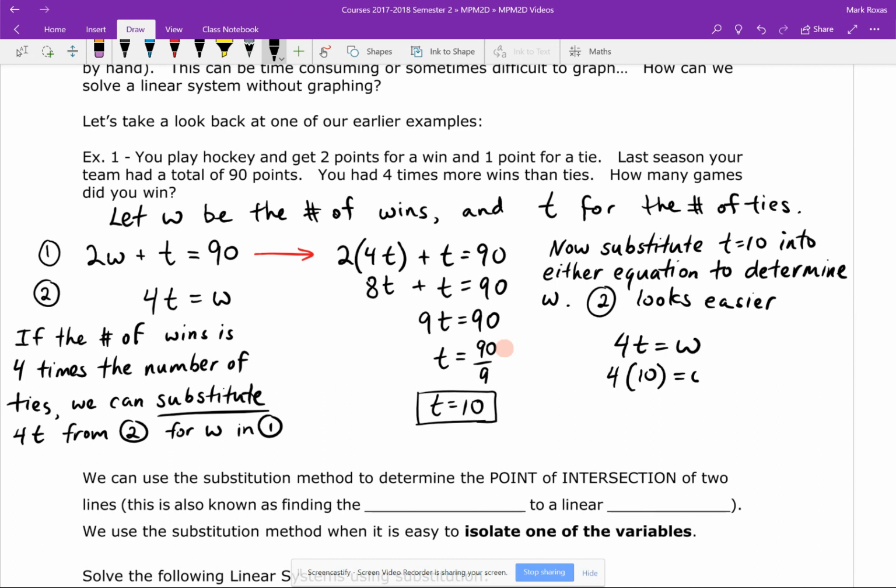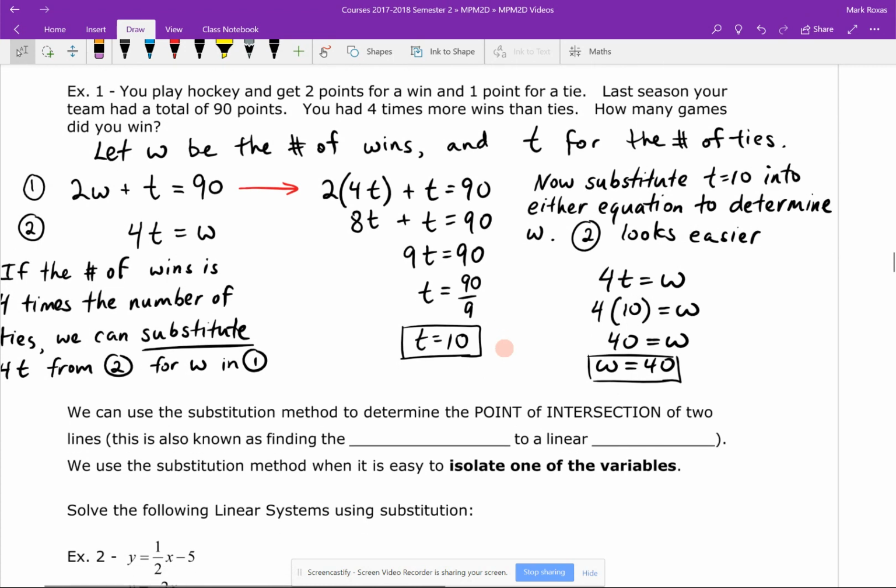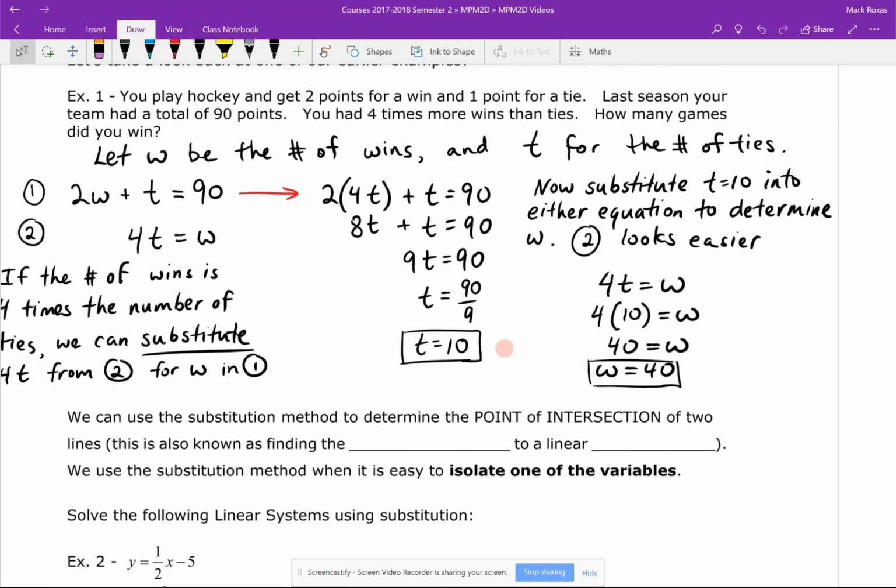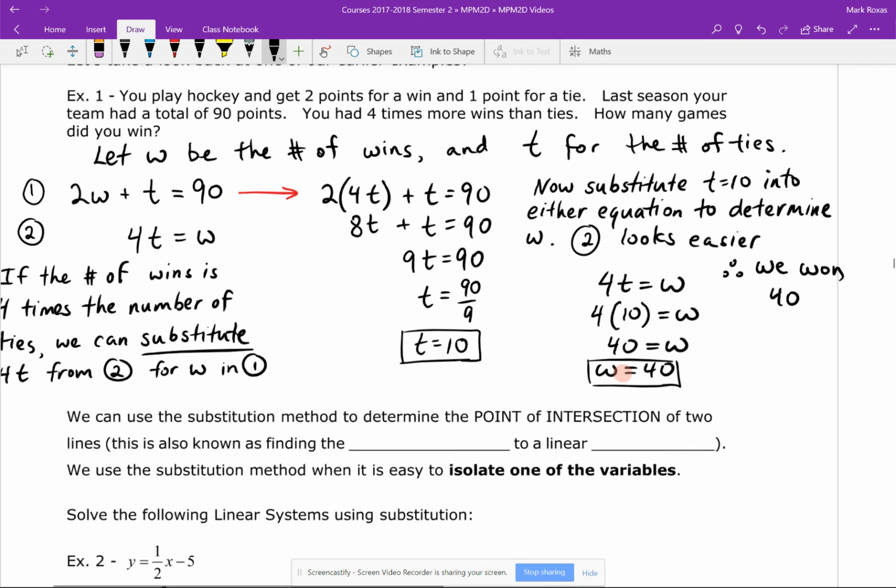4 times 10 equals w, and 4 times 10 is 40. So 40 equals w. I'll write it this way, where w equals 40. So the number of wins is 40. Okay, and so the point of intersection is 10 ties and 40 wins. Okay, and so that answers the question actually. How many games did you win? Well, we won 40 games. So therefore, we won 40 games.